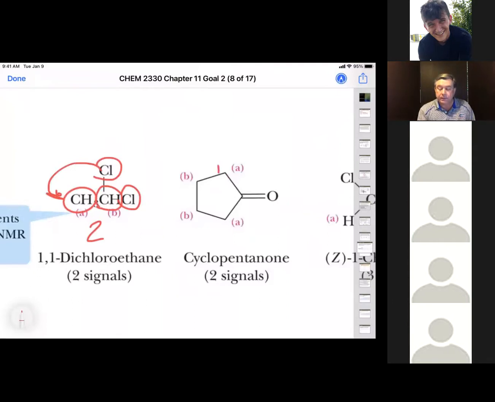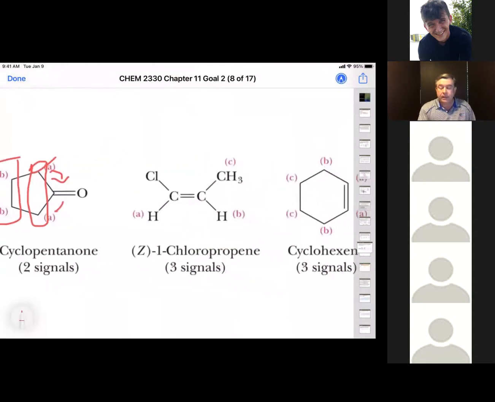Now, these two are the same because they're close to the carbonyl. These two are the same because they're further away from the carbonyl, but equivalent going around the ring. So we should see 2 signals in that compound.